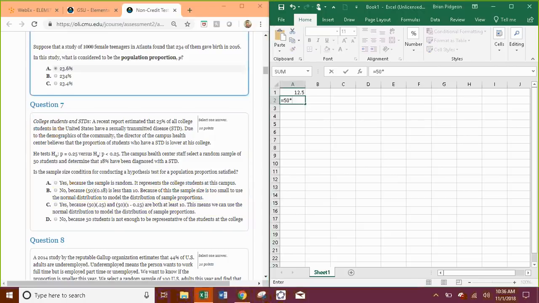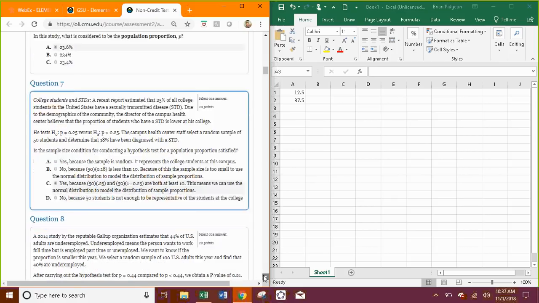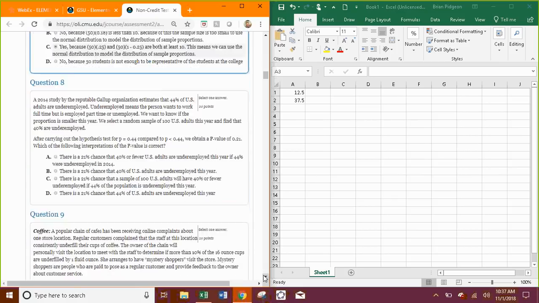I just did a weird symbol. Sorry. 37.5. So yes, because the sample is random, and 50 times 0.25 and 50 times 0.75 are both at least 10.